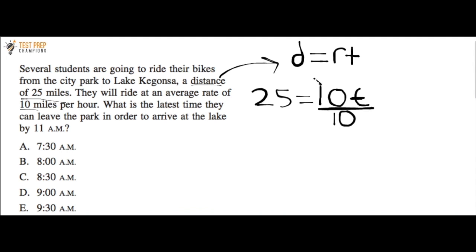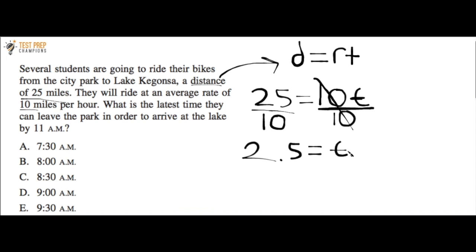10 divided by 10 is just 1. 1 times t is just t. So bingo, we're going to be left with t by itself on the right-hand side of the equation. But remember, whatever you do to one side, you always have to do to the other. So we're going to have to divide by 10 over here as well. So 25 divided by 10, and I don't care if you use your calculator, that's fair game. 25 divided by 10 is 2.5. So the time is 2.5.